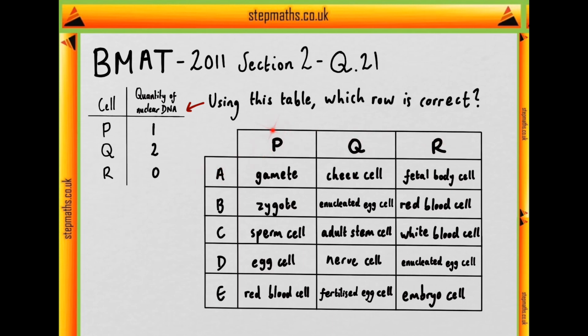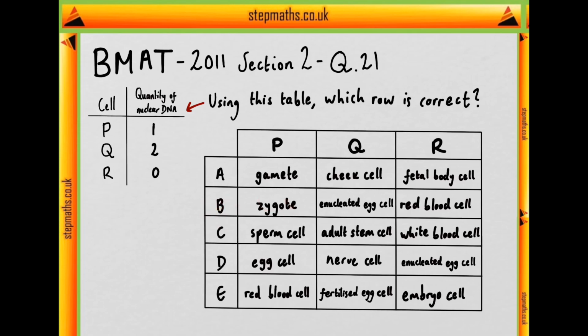So could P, for instance, be a gamete? Well, we know that it has half the DNA of cell Q, which has twice the DNA. So we can imagine Q to be a diploid cell, for instance a somatic body cell, and P to be a gamete. So A, it says gamete, so that should be fine.